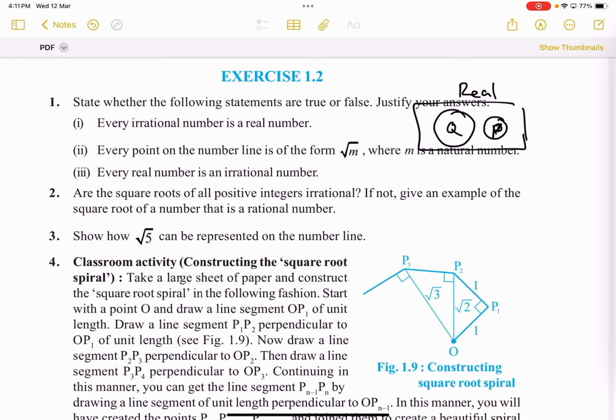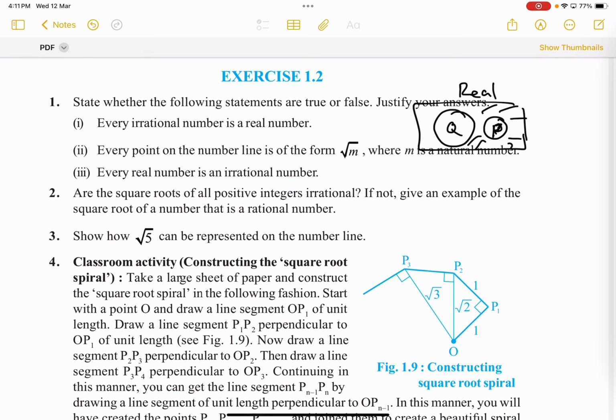Whatever is inside, everything belongs to that family. Outside, these are not real numbers, correct? These are not irrational numbers, right? Every irrational number is a real number, but not all real numbers are irrational numbers. So every irrational number is a real number. Yes, true.